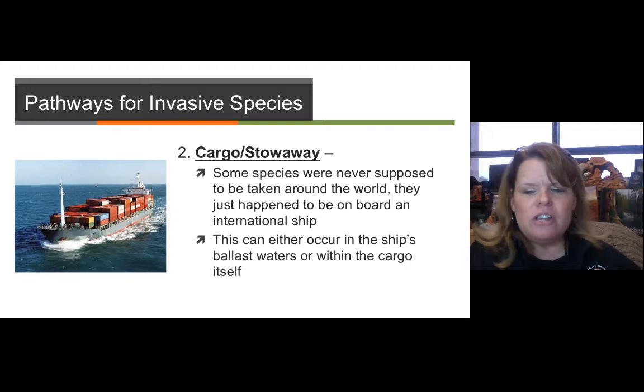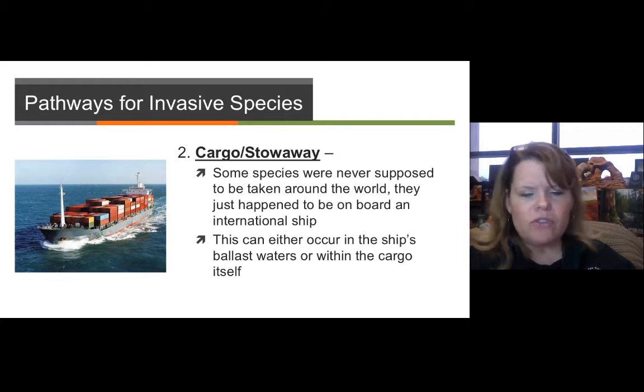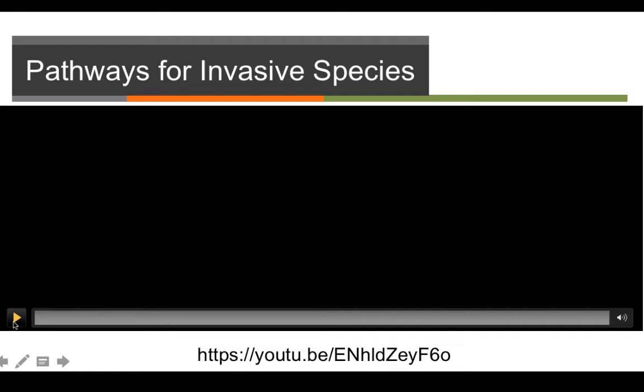This can either occur in the ship's ballast waters, which is essentially the water that they put inside here so the vessel can travel more effectively in open seas, or it can actually be within the cargo that's loaded on the ship itself. Either way, it ends up in a new destination. So let's look at some pathways for invasive species.